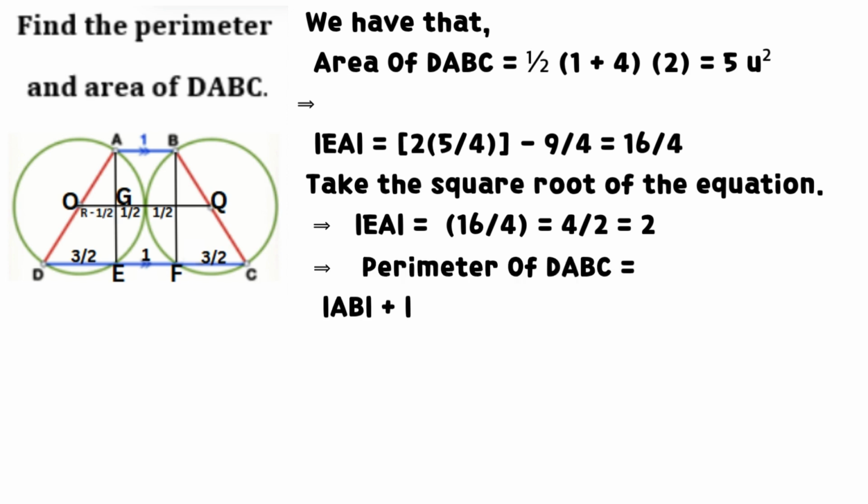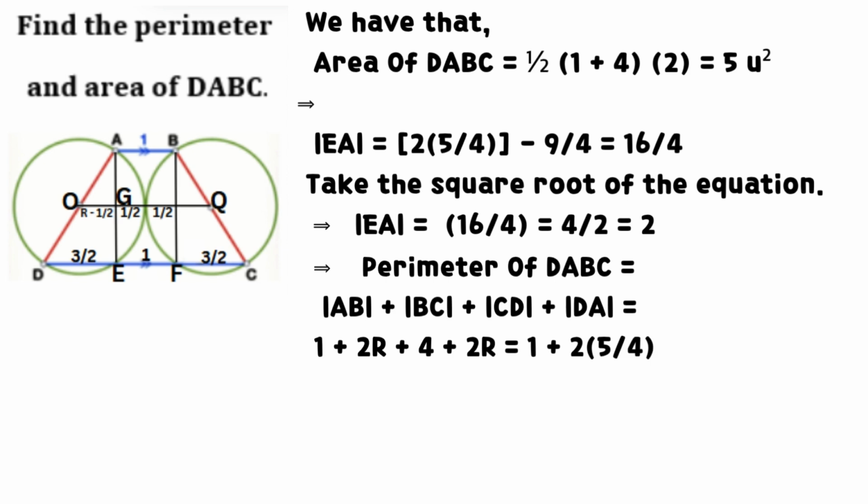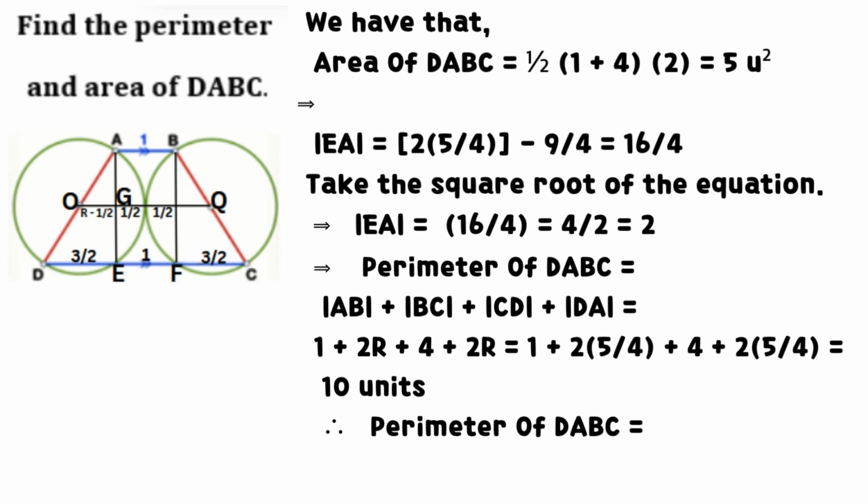This implies that perimeter of ABCD equals the sum of line AB, line BC, line CD and line DA, which equals 1 plus 2 times R plus 4 plus 2 times R, which equals 10 units after substitution of R and simplification. Therefore, perimeter of ABCD equals 10 units.